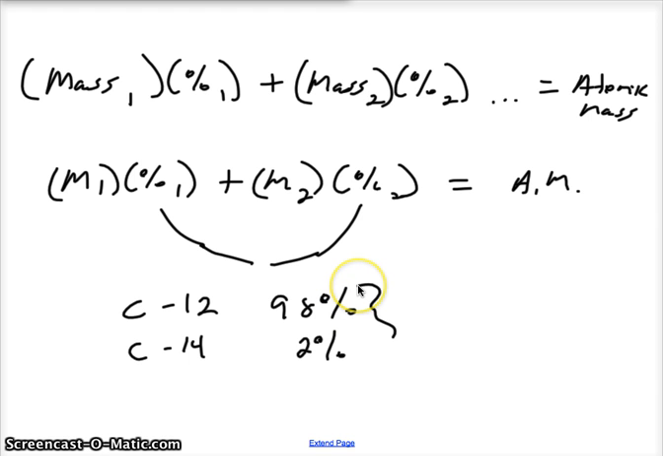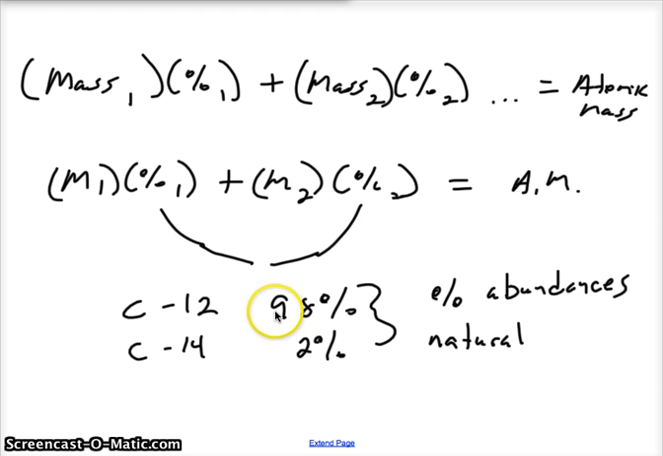These are called your percent abundances. Sometimes they're called natural abundances or relative abundances. There's just different ways you can call them, but it's basically just your percentages. I know that it's going to be mostly carbon 12 because the atomic mass of carbon is 12.01. So that's very weighted towards the 12. It's almost all 12 because it's only barely above 12. So there's very little carbon 14. It's probably less than 1% actually.